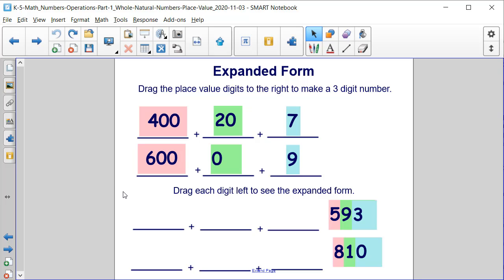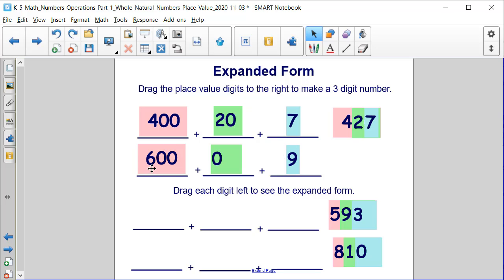Now let's practice converting numbers from expanded form into standard form and vice versa. So we have 400 plus 20 plus 7. So we can write that as 420 and then 7 by putting each number in their respective column. So 400 plus 20 plus 7 gives us the number 427.